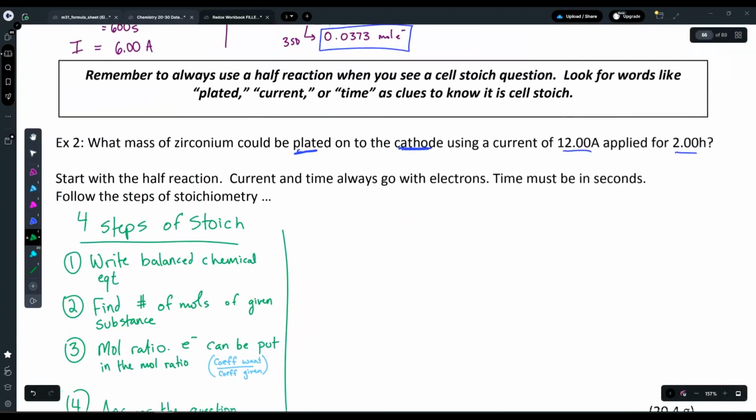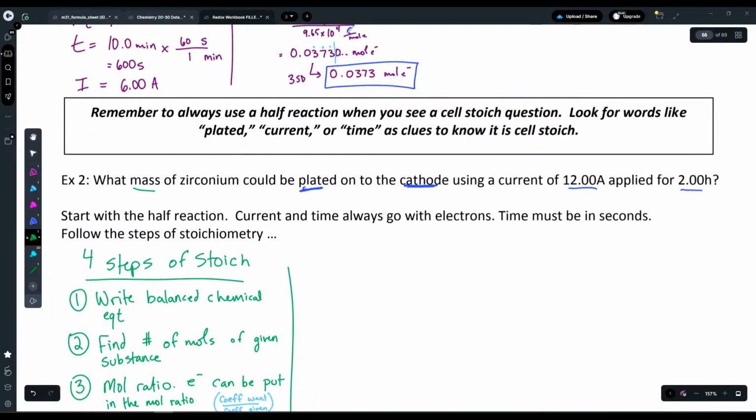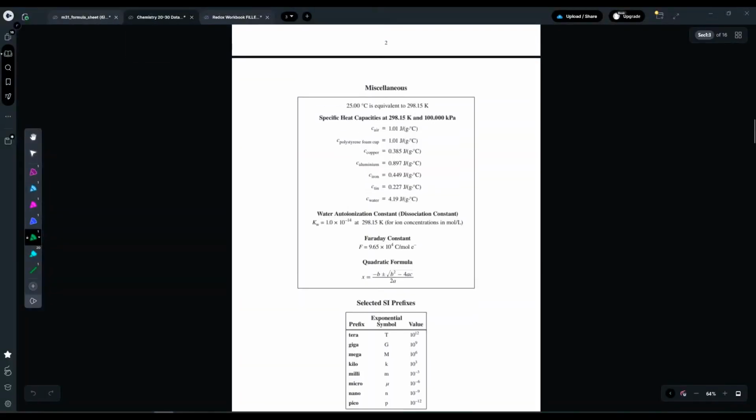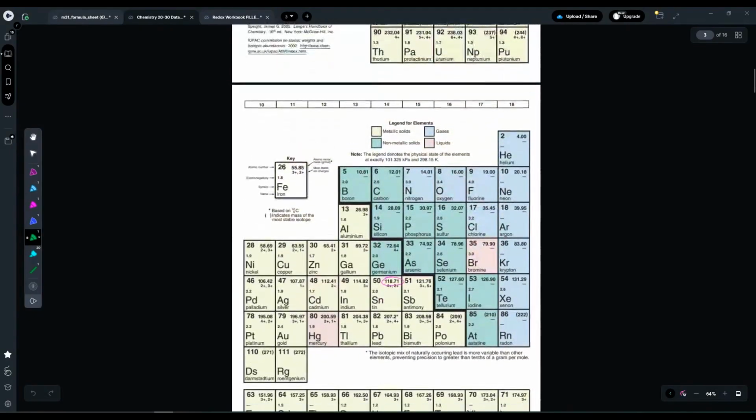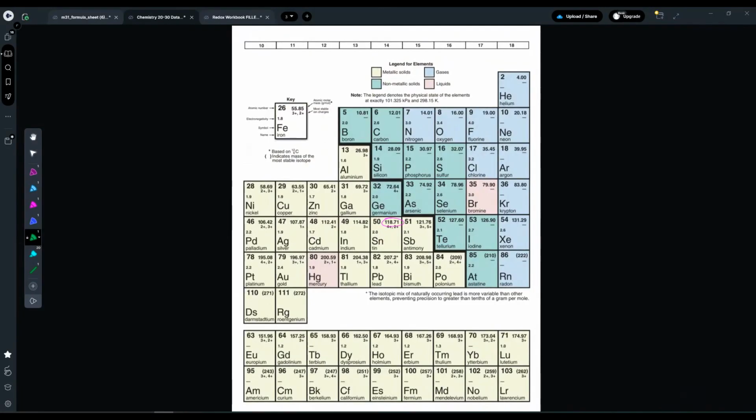Okay, so let's start here. We're asked what mass of zirconium could be plated. We know that zirconium solid, since it's being plated onto the cathode, is going to be one of our products. Because the solid metal is one of our products, that tells me the aqueous ion of zirconium needs to be one of our reactants. So I need to figure out what charge zirconium likes to have here.